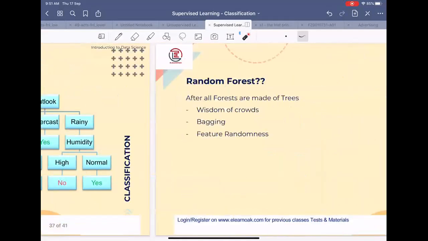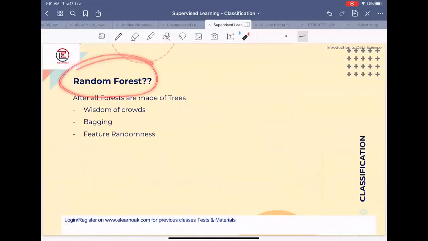Let me then quickly move to the next part, which is a random forest. And random forest is basically an extension of the decision tree. Okay, the idea here is this. Let me directly get inside and then explain. So a random forest basically is made up of multiple trees. Okay, and the idea is there is wisdom in the decision of crowds.